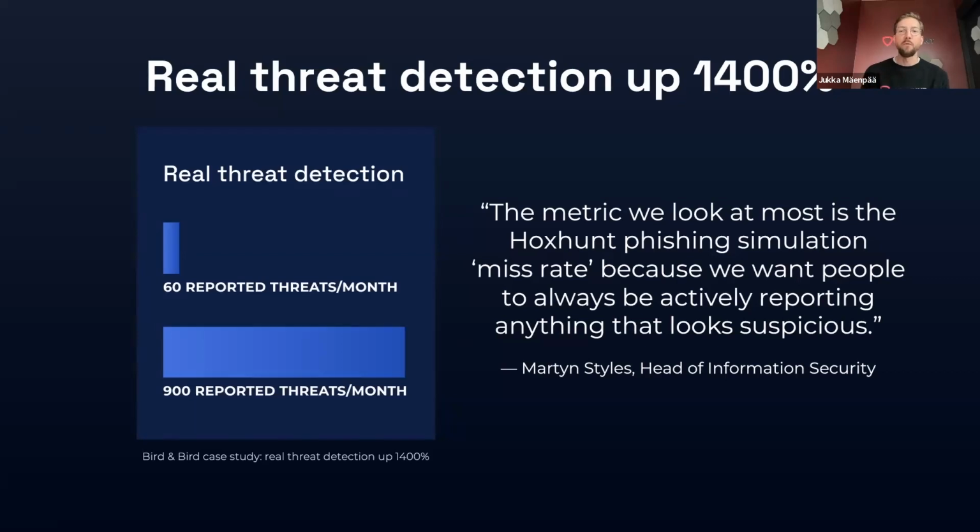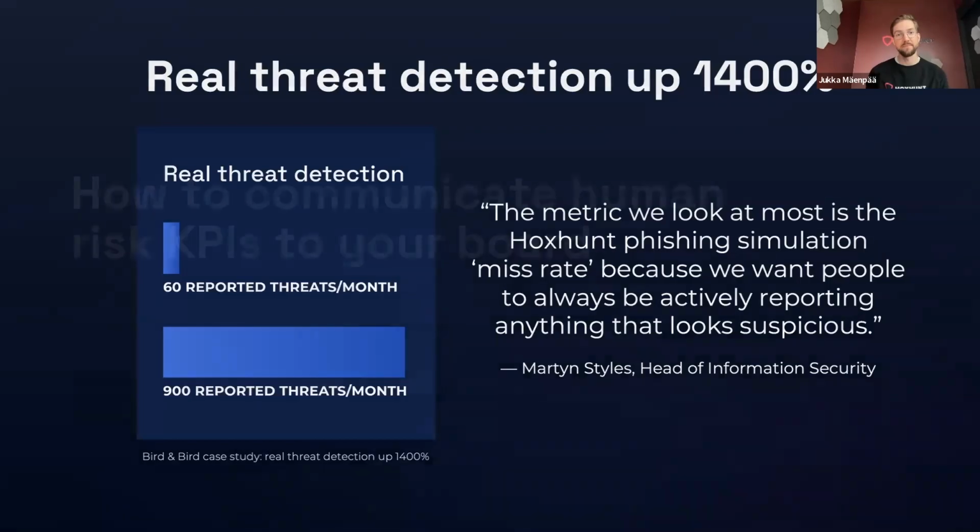So here's an example of what can be accomplished if you don't fixate on the traditional metrics like click rates, but rather focus on the new ways of measuring success. For a customer, Bird and Bird, the metric they look at the most is miss rate, because they want their people always actively reporting and looking for anything suspicious. So through the efforts of Bird and Bird engaging their users, they were able to get those 60% of their organization reporting real threats from the inboxes, and they were able to increase the threats reported in their month from 60 to 900.